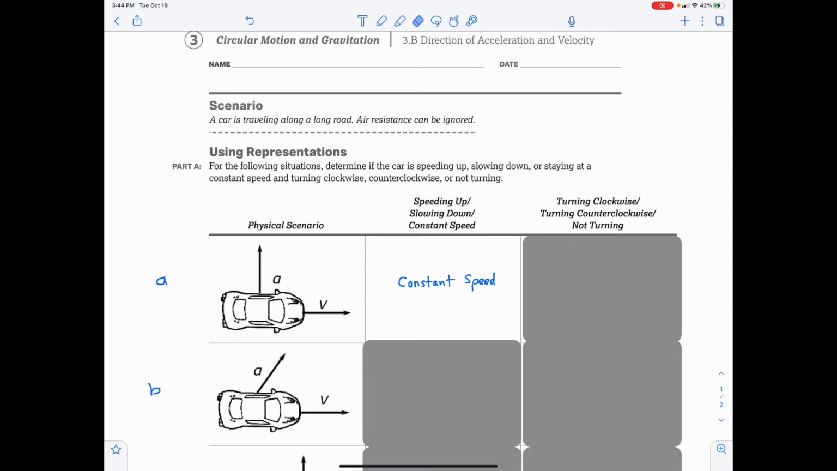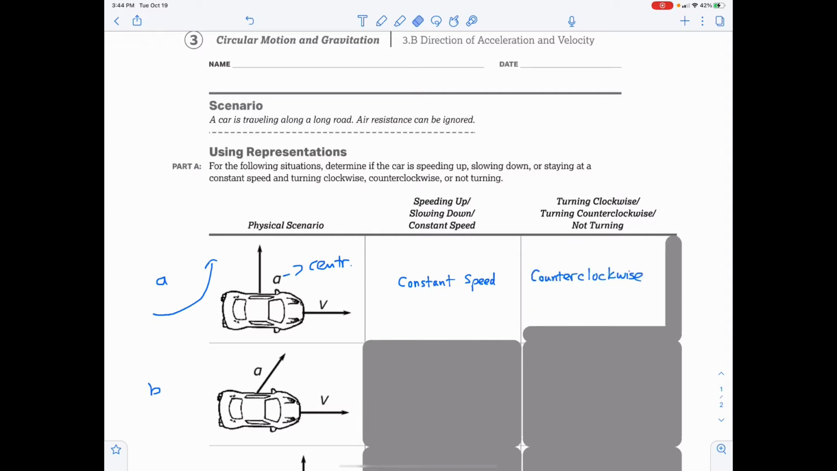And because you're moving at a constant speed, this acceleration would be only centripetal acceleration. It would only be A sub C. And since it's causing curvature to the left, you would be turning, as you can see in the picture, in the counterclockwise direction.